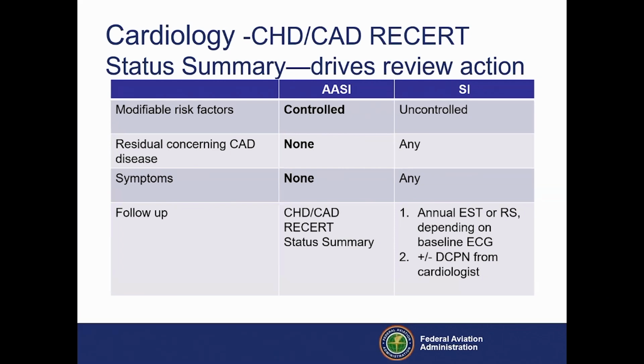If they don't make the AASI, if their risk factors are not controlled, if they've got symptoms, if they've got residual disease, those will be case by case as a special issuance. If they have a special issuance instead of an AASI, we still are going to need a progress note from the cardiologist. If they have the status summary, that helps, that speeds everything up from our end. And then there will be some type of stress test in most cases. But again, that's for the SIs. So use an AME. If it's an AASI, all you need is the research status summary.